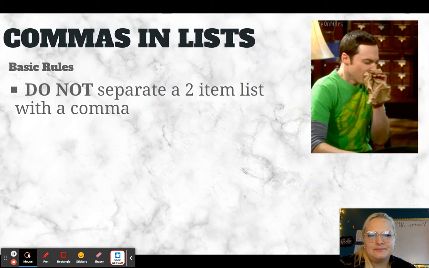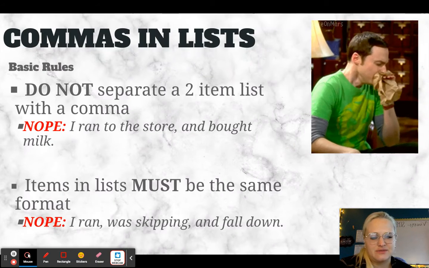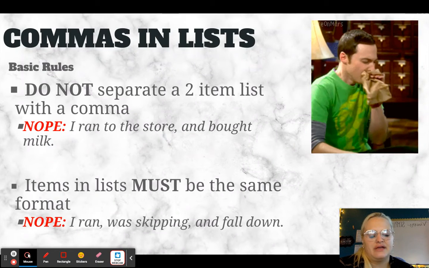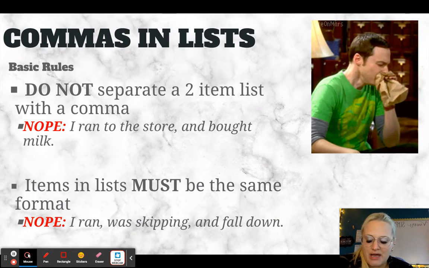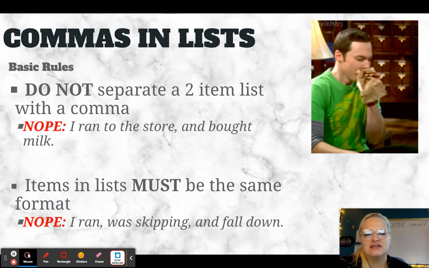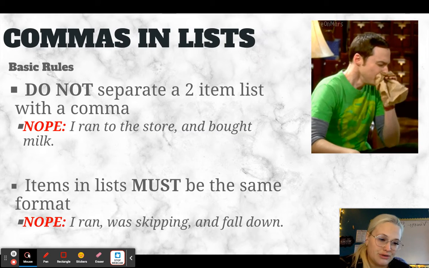But, well, we just went over this. Don't separate two items in a list with a comma. I ran to the store and bought milk. Those are two things that you did, so you don't need a comma. But the difficult part that we're going to hop into is something called parallel structure.